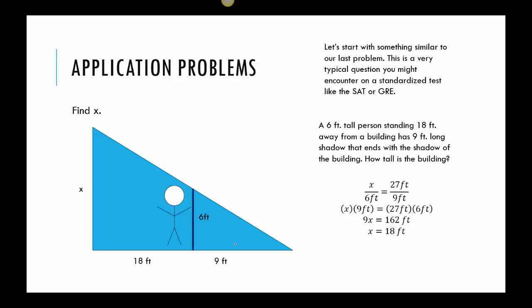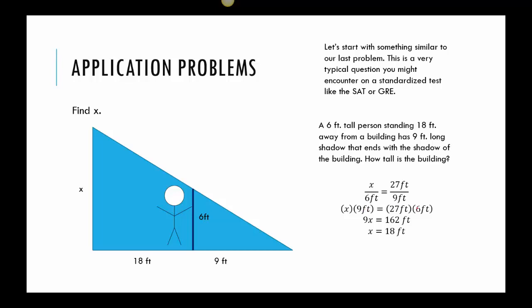they're ending together. So again, I have height to height. So I have x over 6, and then I have this base. So 18 and 9, 27 compared to the 9. Okay, so height, height, base, base. Cross multiply. 9x, 27 times 6. So this 9x I can keep. 27 times 6 would be 162.